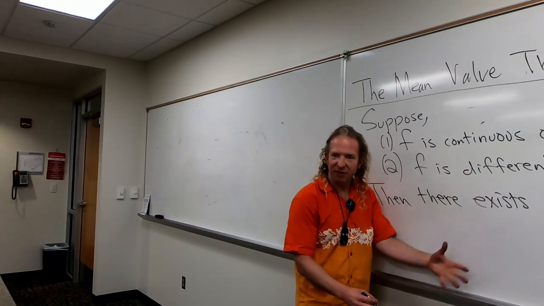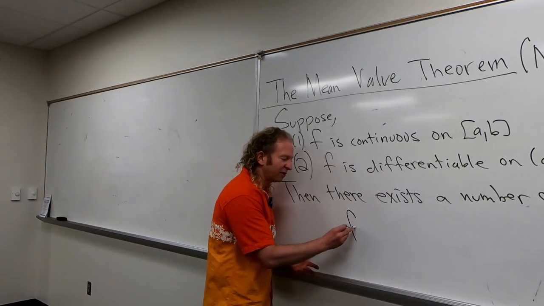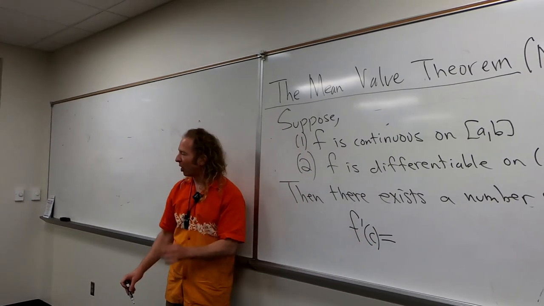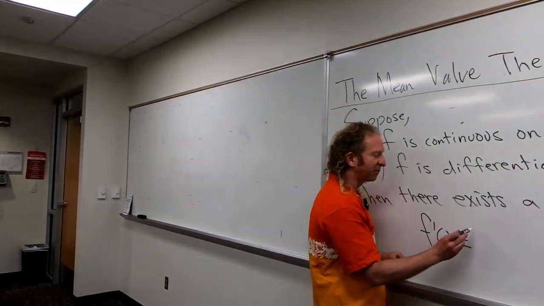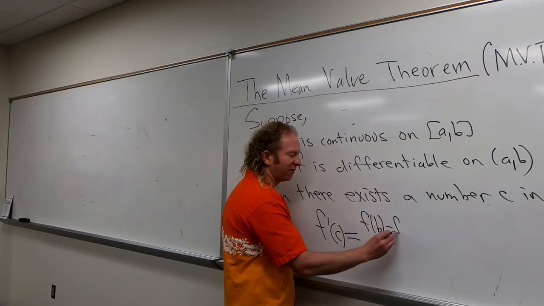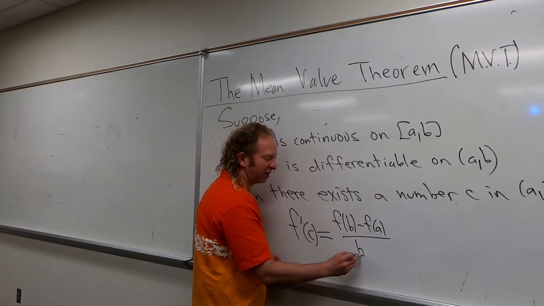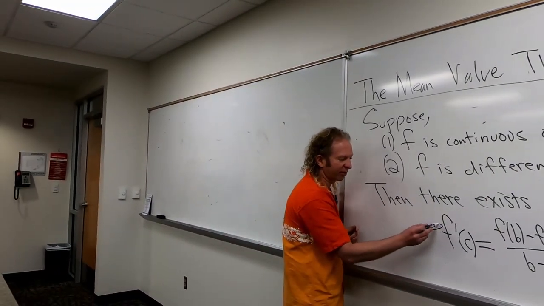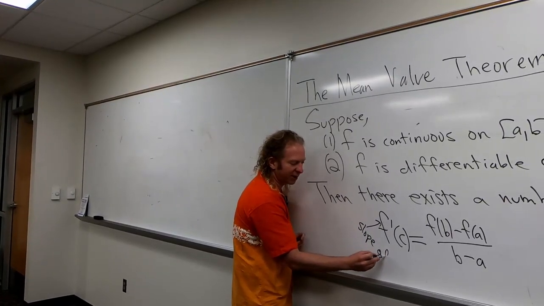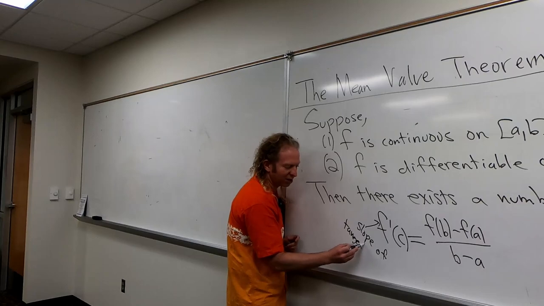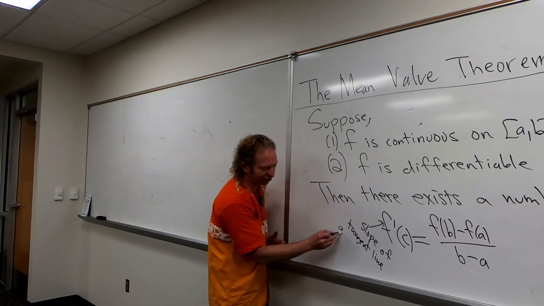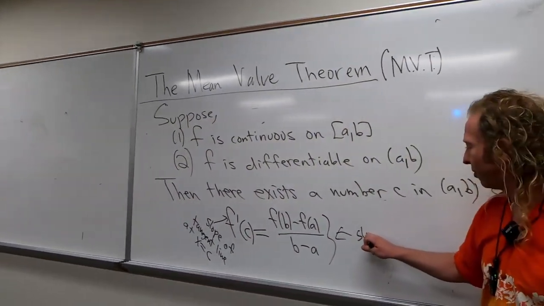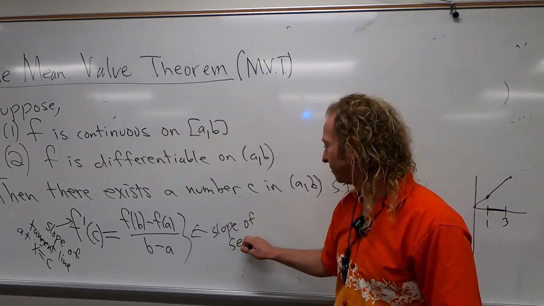So I'm going to write this down, then I'll explain it. I'm going to say it in words as I write it down. The slope of the tangent line at C is equal to the slope of the secant line connecting the points A and B. So f of B minus f of A, and I'll draw a picture and explain it, over B minus A. So this is the slope of the tangent line at x equals C, just for your own knowledge. And this is the slope of a secant line.